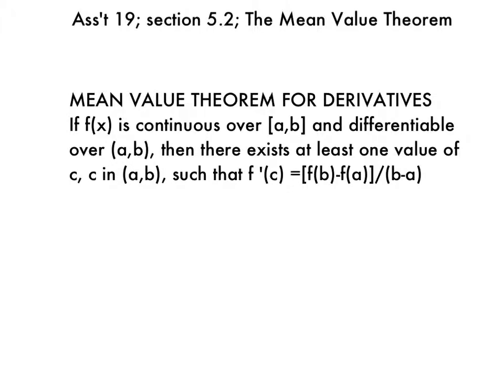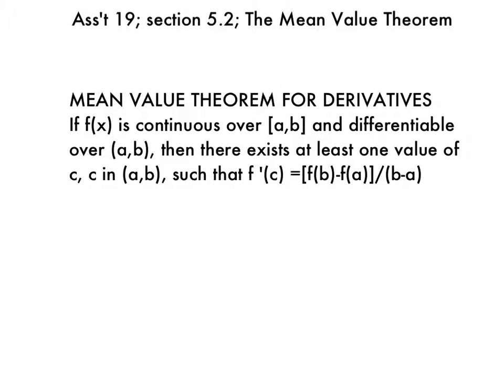The function has to be continuous over the closed interval and differentiable over the open interval. If those conditions are met, then there must exist at least one value of c in the open interval a to b, such that the derivative at c is equal to the slope of the tangent line over that interval. And please notice that those conditions are absolutely essential.